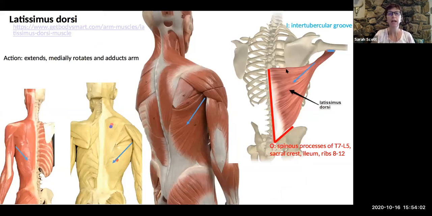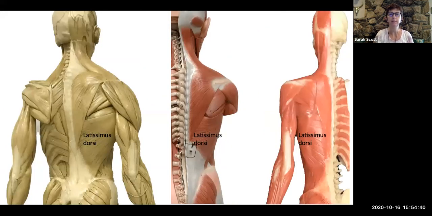Latissimus dorsi is quite a broad muscle. You could see it here superficially. So there's your trapezius, there's your deltoid, there's the triceps brachii, and then here's this very large, wide sheet of muscle that's the latissimus dorsi. And notice it too has multiple actions. It extends, makes this angle bigger, medially rotates, again rolling the humerus inward, and adducts the arm, brings the arm back to the midline. Here are several different views of latissimus dorsi.